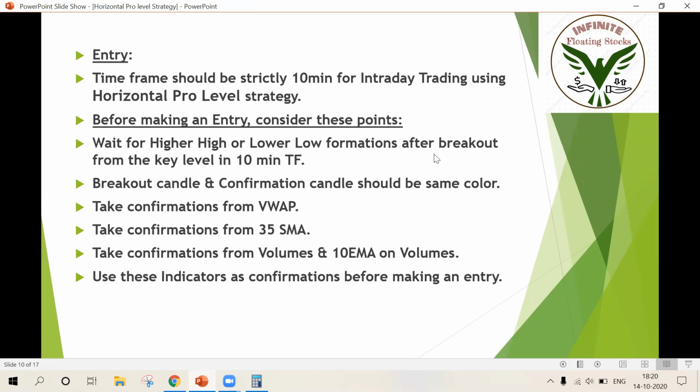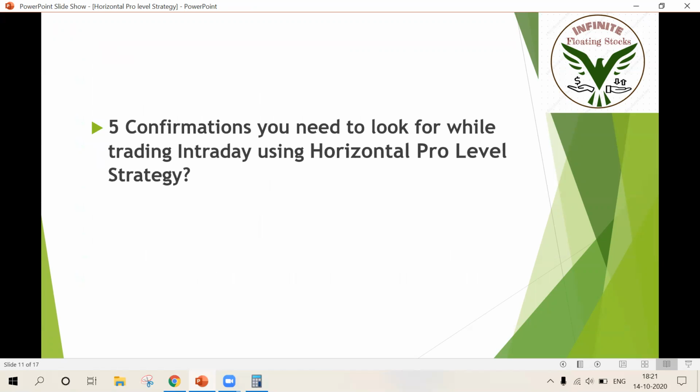Wait for higher low formation after the breakout from the key level in the 10-minute time frame. The breakout candle and confirmation candle should be of the same color. Take confirmation from VWAP. Also take confirmation from the 35 moving average. Also take confirmation from volume and the 10 moving average on the volume. Use these indicators as confirmations. You should not blindly depend on indicators. You should use them as confirmations.